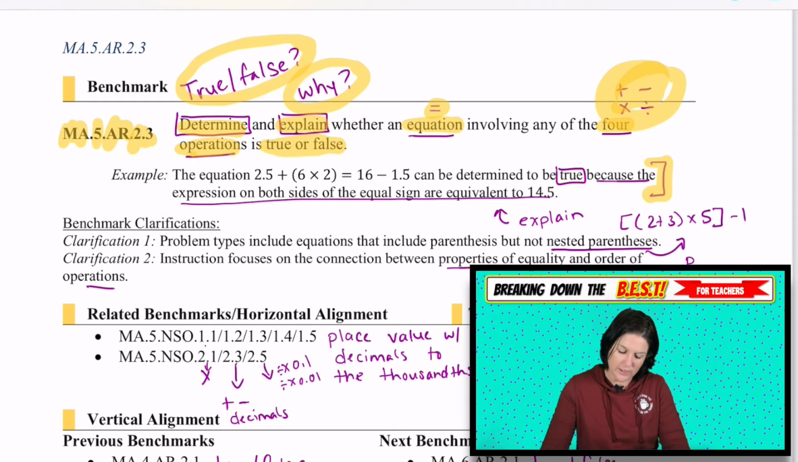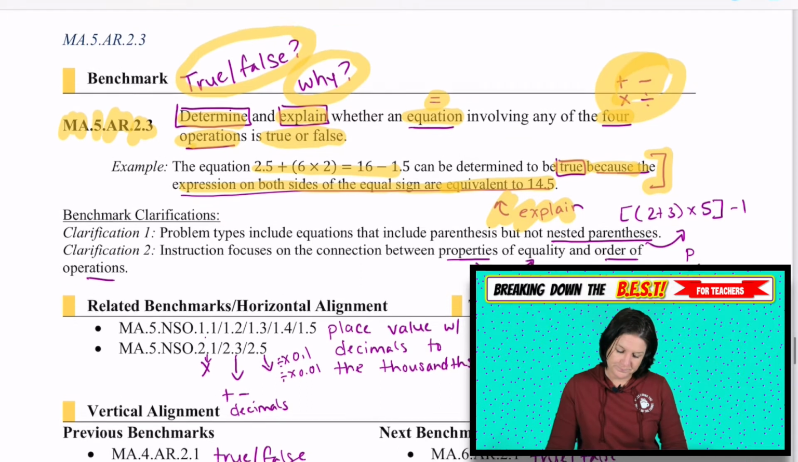It says, here's the equation. This equation can be determined to be true. That's the determination part, because, here's the explanation, the expression on both sides of the equal sign are equivalent to 14 5/10. So that's the explanation, okay?